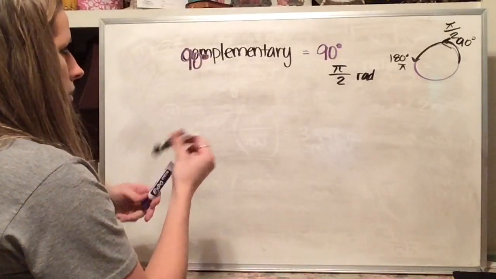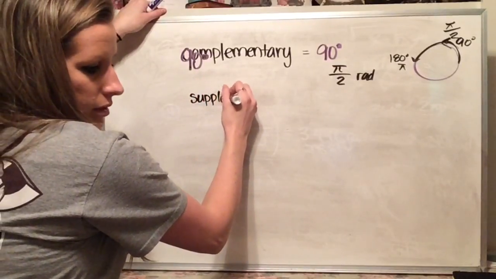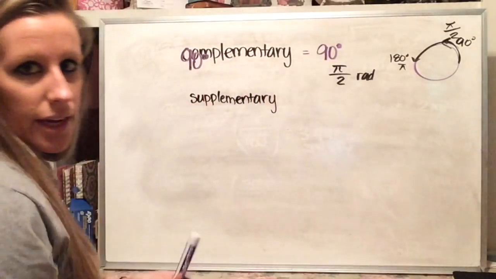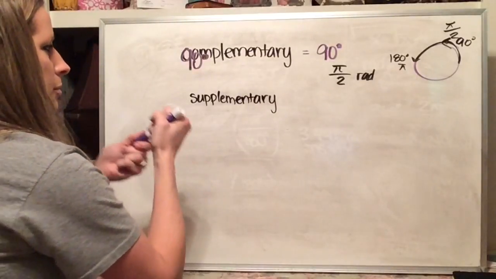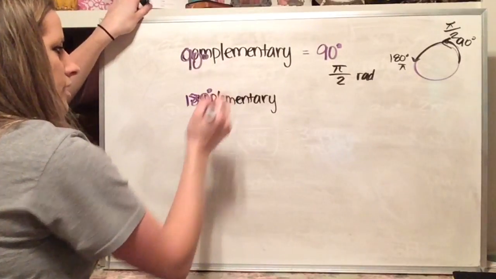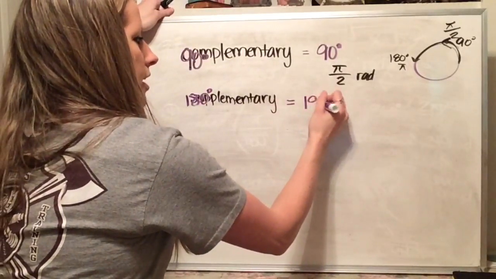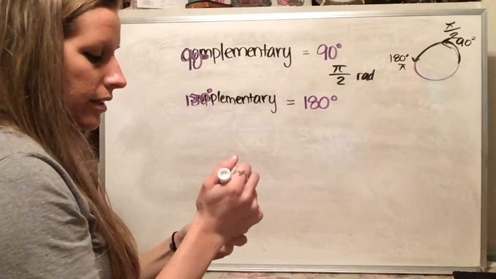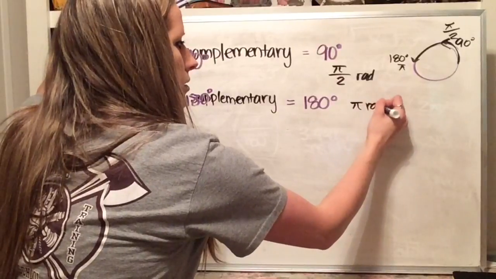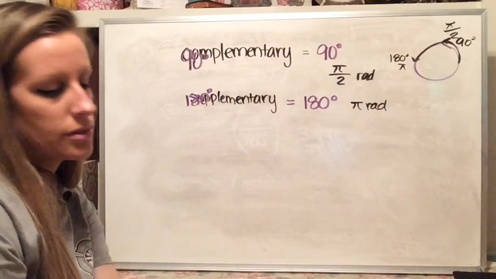Supplementary. Supplementary angles, if I use the same trick that I use with complementary, the S in supplementary can be changed to an 8, so 180 degrees. Okay, I thought it was a cool way to remember it. So these two angles are going to add up to be 180 degrees, and I would write outside on your notes there that that is the same thing as pi radians. Okay, so 180 degrees if we're talking about degrees, and pi if we're talking about radians.